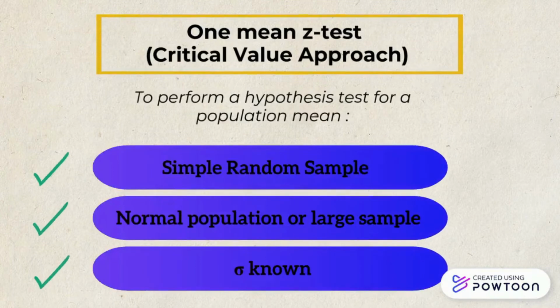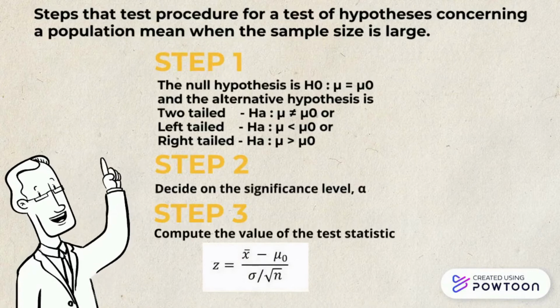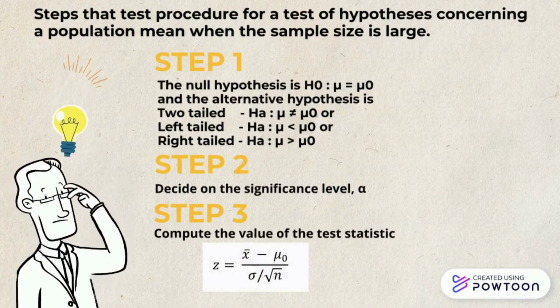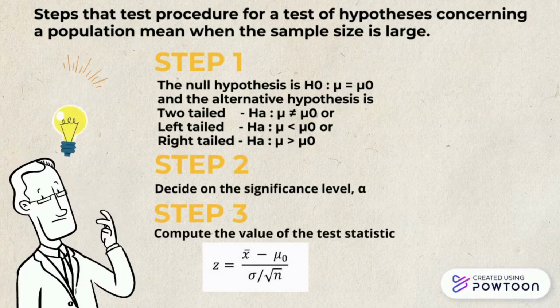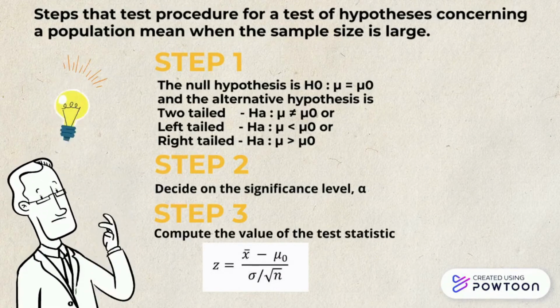To perform a hypothesis test for a population mean, we have to make sure that it is a simple random sample, a normal population or large sample, and the standard deviation is known. Furthermore, the steps of the test procedure for a hypothesis concerning a population mean when the sample size is large. Step 1. If the null hypothesis is mean equals the hypothesized mean, we need to decide the alternative hypothesis: whether it is two-tailed, left-tailed, or right-tailed.